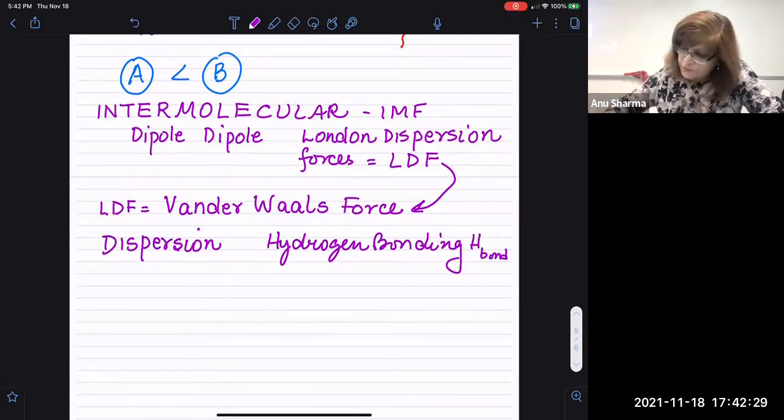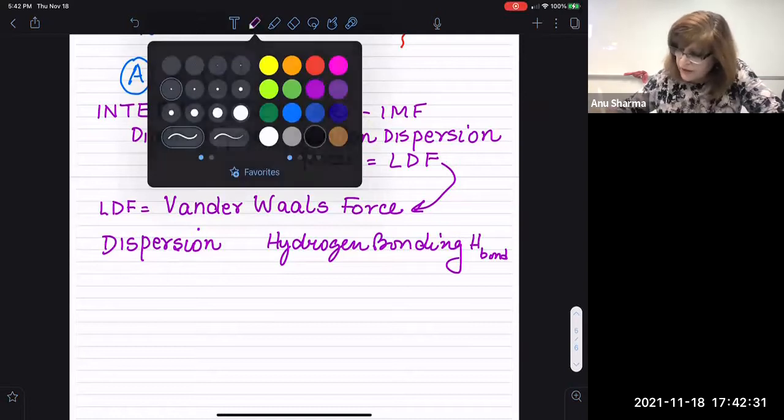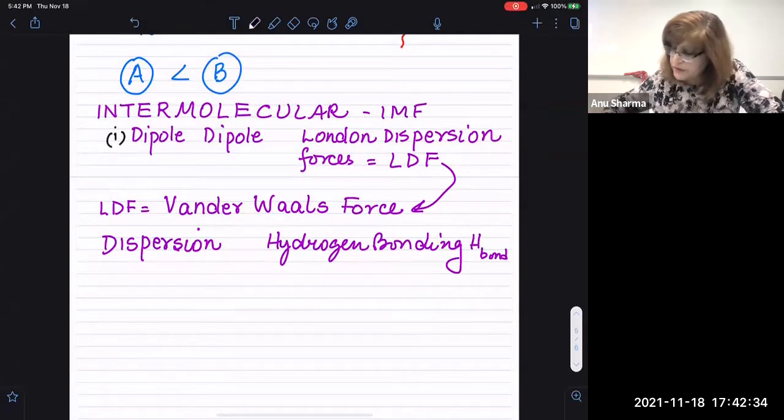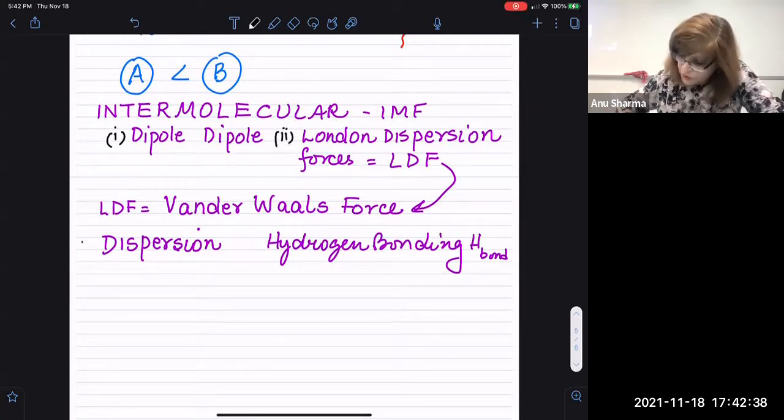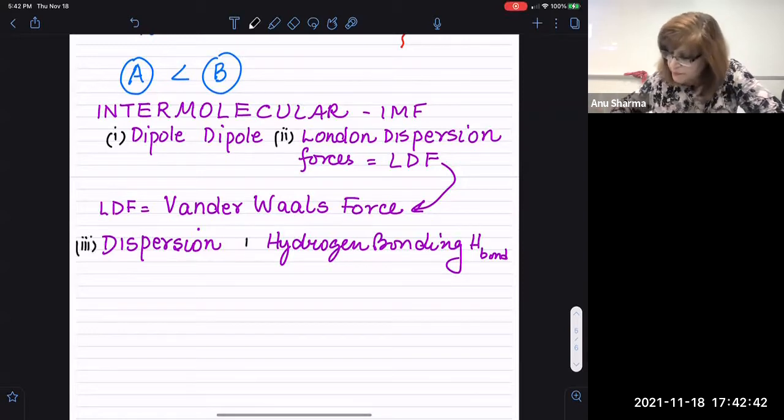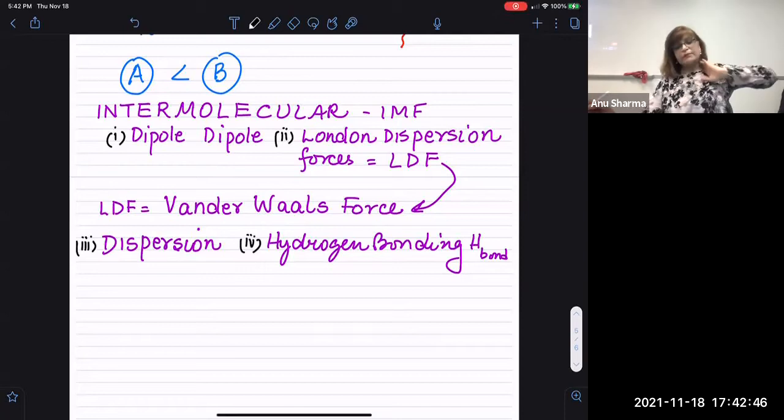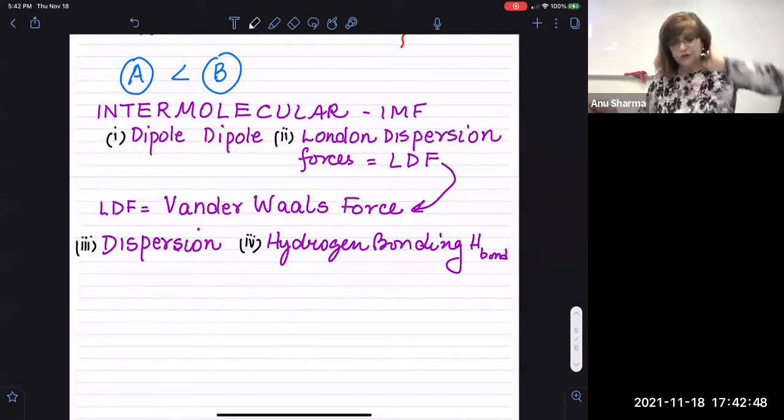Okay, so these are the different types, which are also responsible for the properties of substances. And those properties are molecular weight, densities, melting points, boiling points, and so forth.